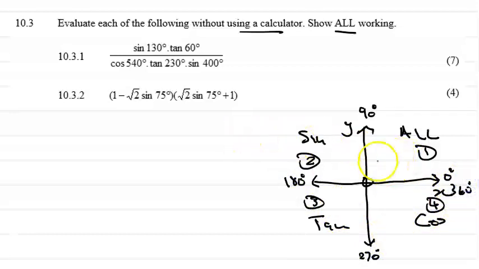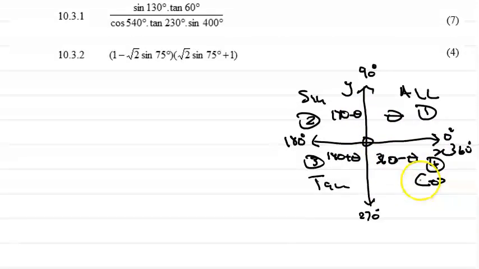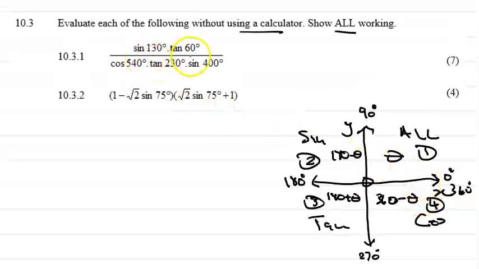So the reduction formulas work as follows. Theta, 180 minus theta for the second quadrant. Third quadrant is 180 plus theta, and the fourth quadrant is 360 minus theta. So we will use this unit circle to solve this question.